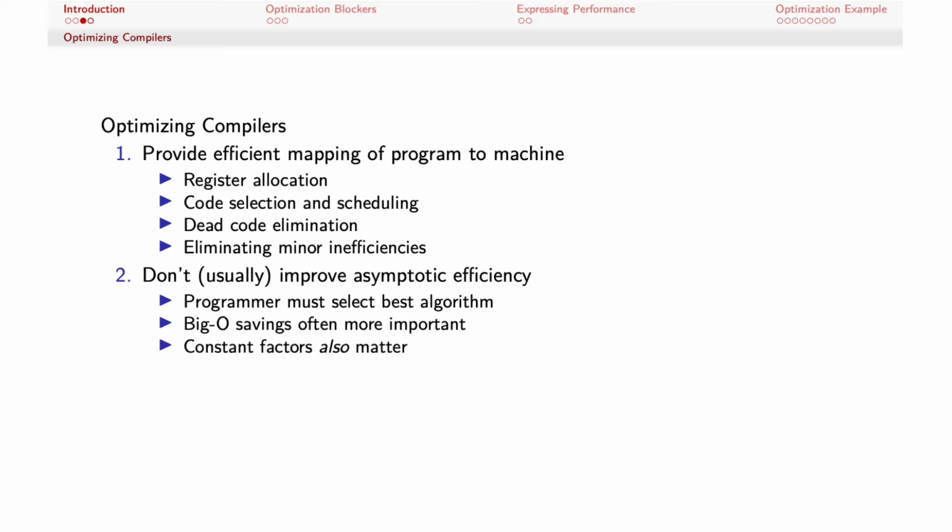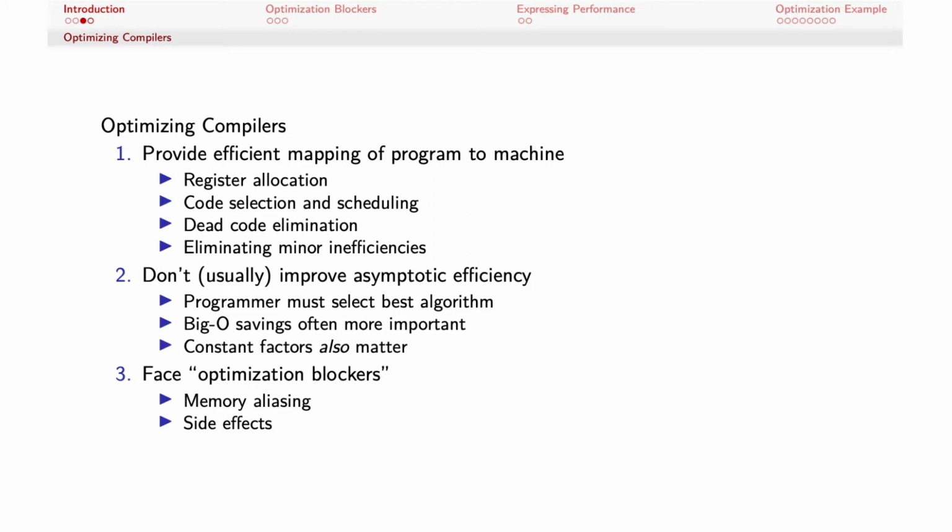We have to choose the best algorithm. And again, the big O savings are going to be more important in the larger scheme of things than the kinds of optimizations that even the fanciest compiler can come up with. But again, we're trying to figure out how to reduce these constant factors within the asymptotic complexity that are going to give us better performance than if we ignore those constraints.